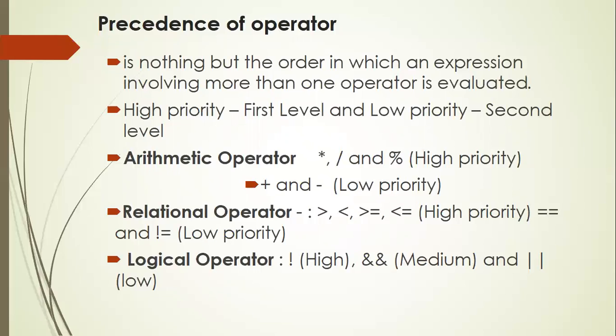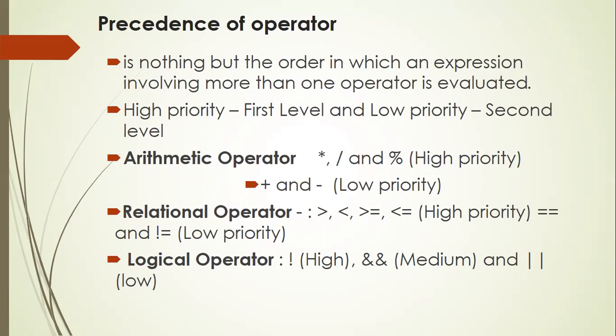As an example, I have considered only three categories of operators: arithmetic operators, relational operators, and logical operators. In the case of arithmetic operators, the different operators are plus, minus, star, slash, percentage. Out of these, star, slash, percentage are considered high priority operators, so generally they are applied first. Then plus and minus are considered low priority operators.